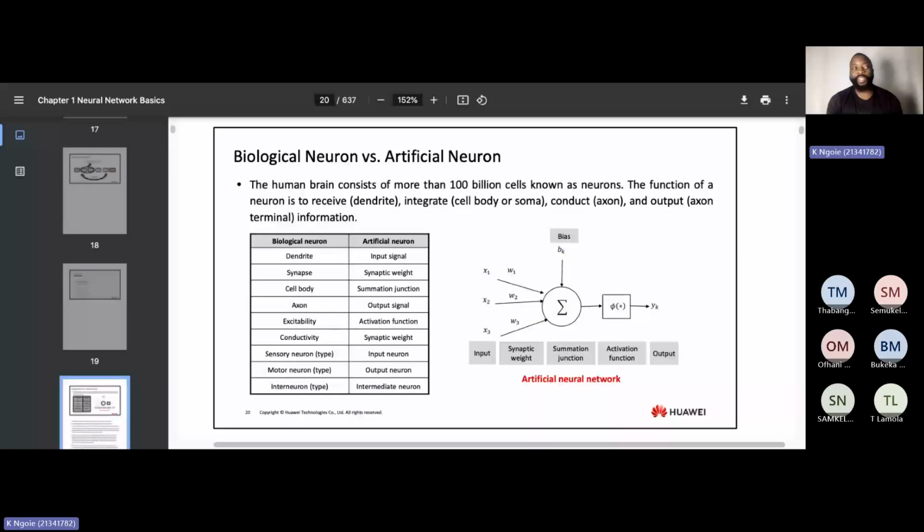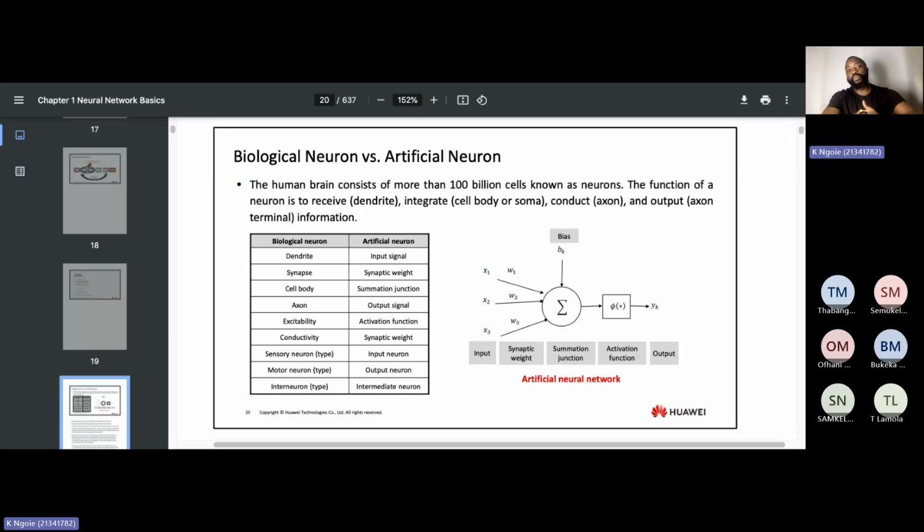All right. So the same way that the human brain has biological neurons, which means that we have more than 100 billion cells that are known as neurons. These neurons have different functionalities in our brain. So you have, for example, what they call dendrite.